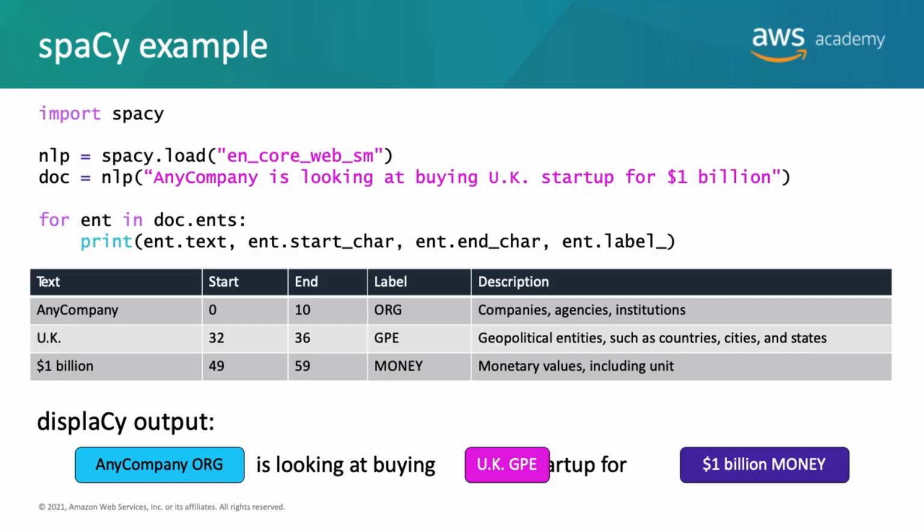In the example on the slide, the code first loads a pre-trained model named en_core_web_sm and initializes the nlp object with the text. This returns a doc object. You can iterate through the ents property of the doc object to display the entities. spaCy also contains a visualizer named displaCy, which is useful for learning and troubleshooting.